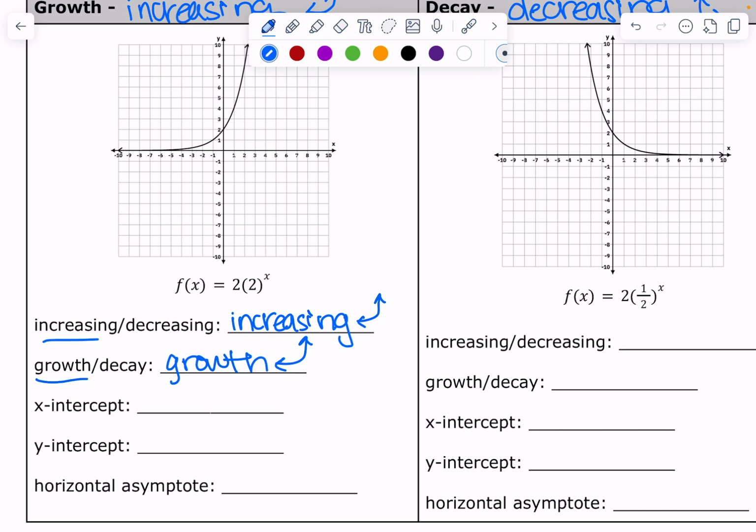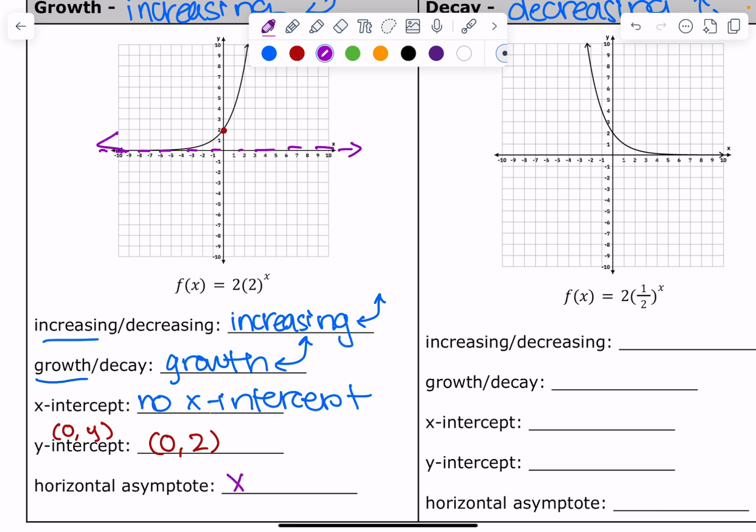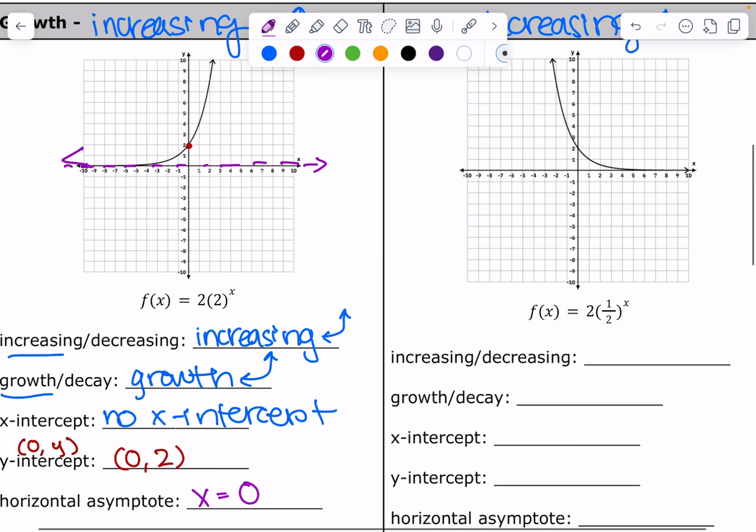Our x-intercept for exponential functions: you have no x-intercept because it cannot touch the asymptote. If we're looking at the y-intercept, we have right here 0, 2. And then for my asymptote, right here. This is the reason we have no x-intercept. Our asymptote is x equals 0, meaning it does not touch the x-axis.